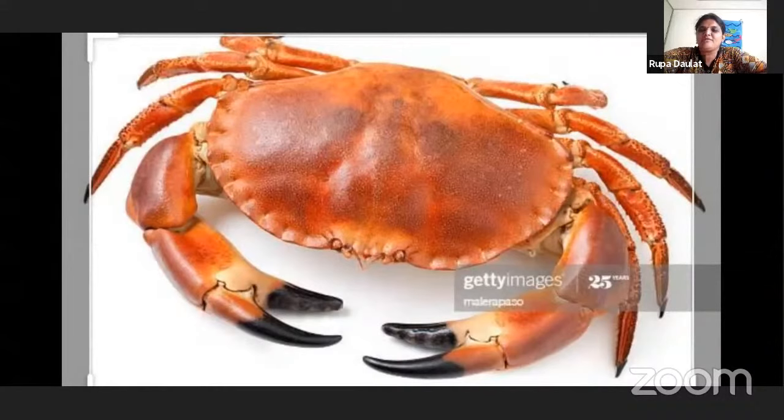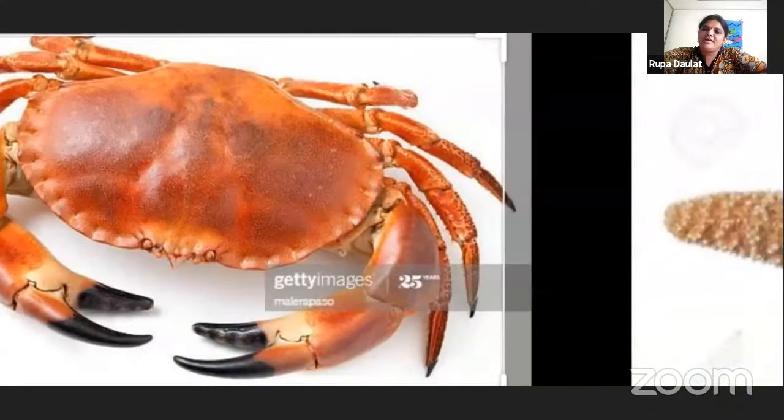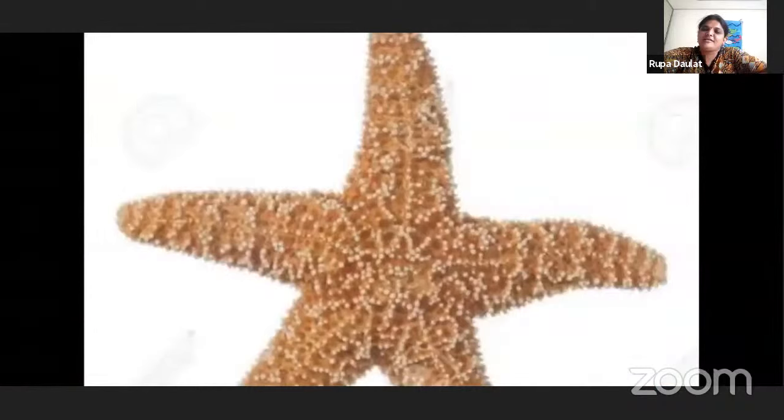You say the name of? Starfish. Yes. This is a picture of? Starfish. Yes. See the shape of? Like star. And this is a real picture of? Starfish.